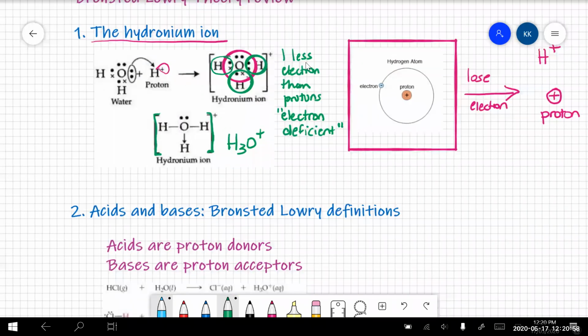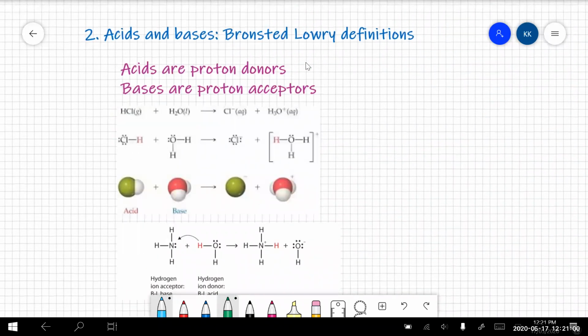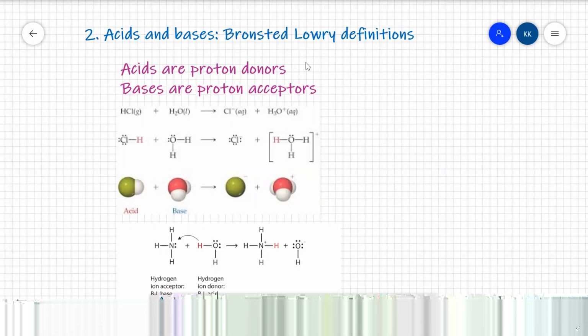The Bronsted Lowry definitions of acids and bases say acids are proton donors. All acids have hydrogen in them, and if it's an acid, it's able to donate at least one of those hydrogen atoms to another molecule. Bases, on the other hand, are proton acceptors. They need something that attracts a hydrogen ion, so they are either negatively charged or have non-bonded electrons so that they can attract a hydrogen ion to them. We've got an example here of HCl.